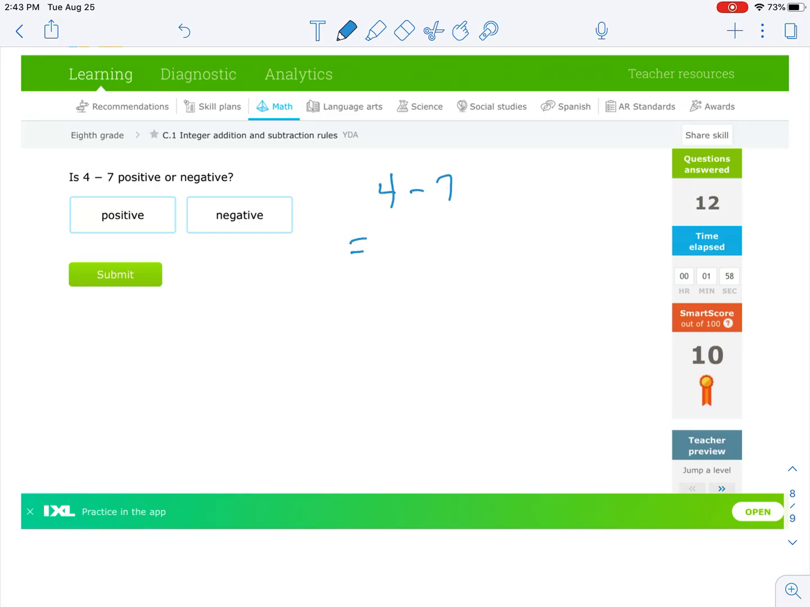Four minus 7, same thing as 4 plus -7. 4 and 7, which one is bigger? The 7 is bigger. The 7 is negative, so when I subtract, my answer will be negative.